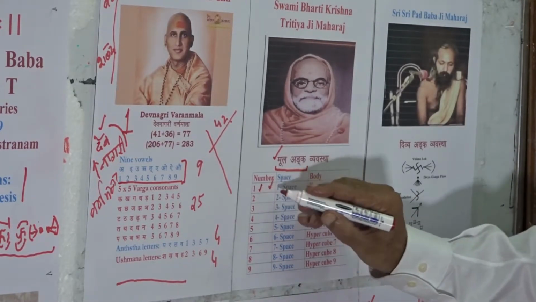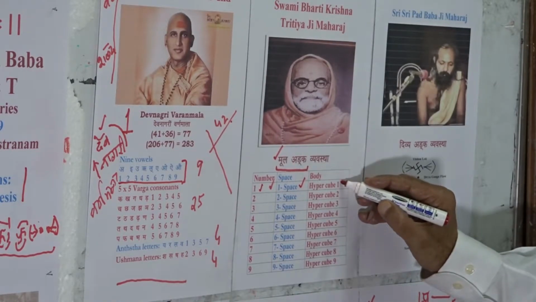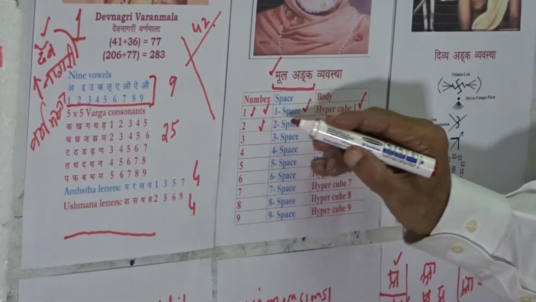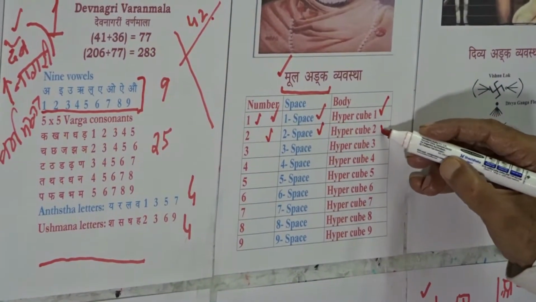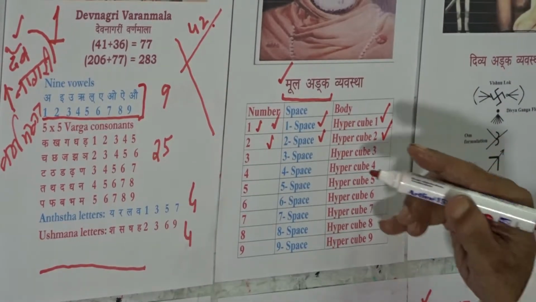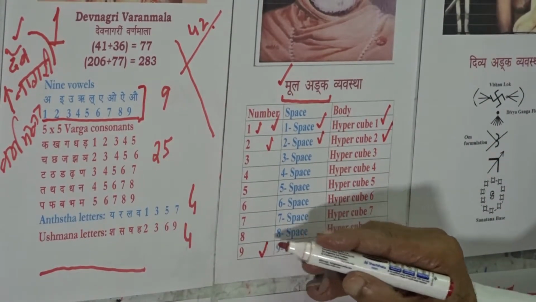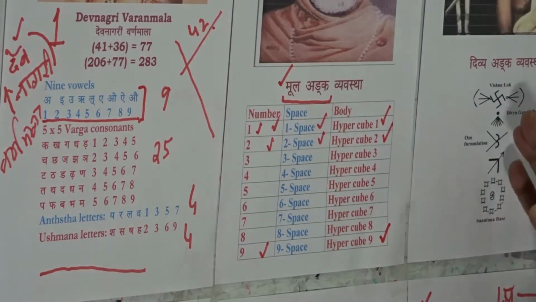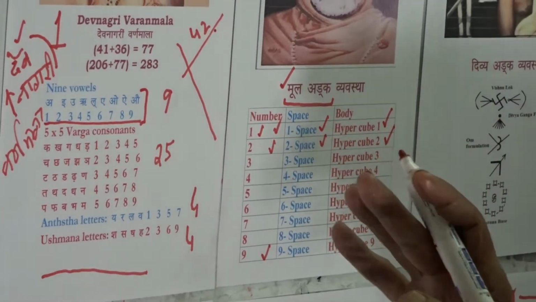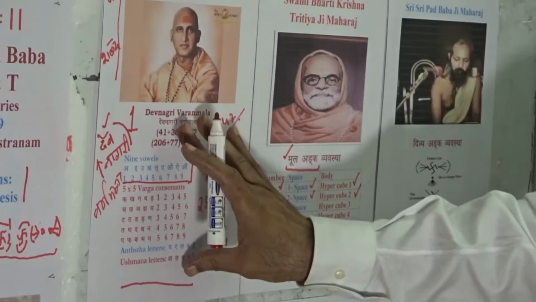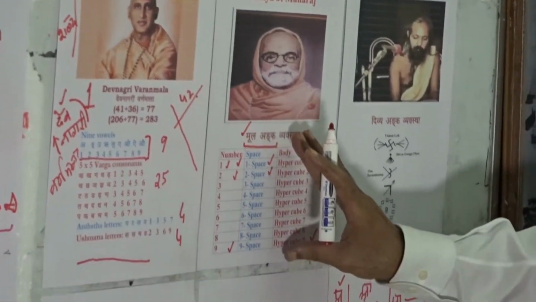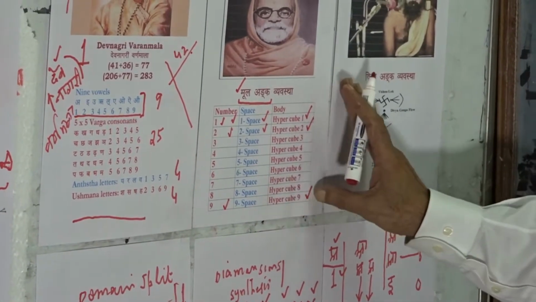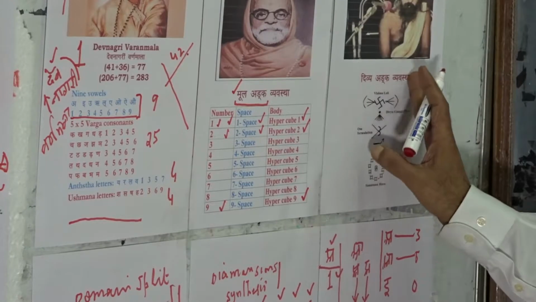Value 1 is leading to one space with hypercube 1 as its representative regular body. Value 2 takes us to 2 space with hypercube 2 as representative regular bodies, and sequentially we reach at value 9 as 9 space with hypercube 9 as its representative regular body. Therefore, from Devanagari Varanamala, we have to reach at Mool Ank Vyavastha, and a step ahead we have to reach at Divya Ank Vyavastha.